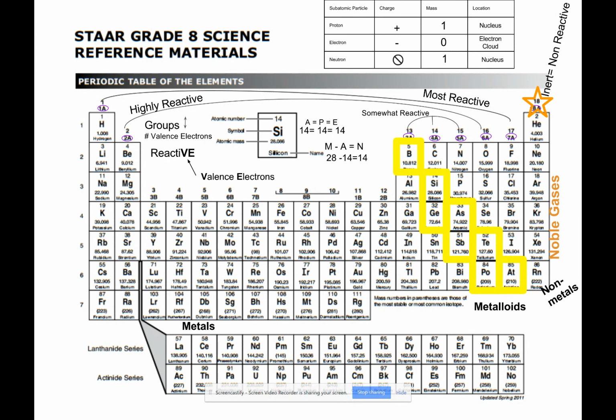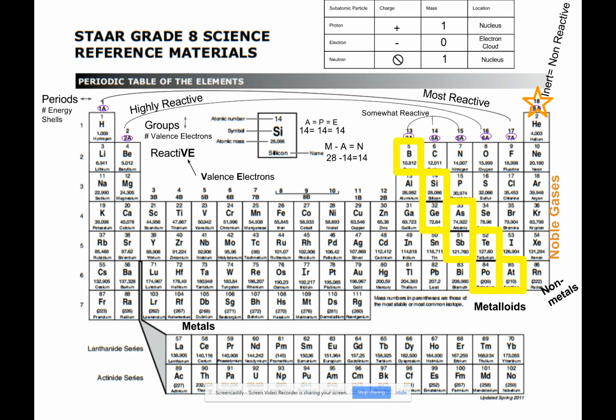We've talked about how groups go up and down and give us the number of valence electrons, and now we need to look at periods. Periods go side to side, and the period number tells you the number of energy shells that the atoms or the elements in those periods will have surrounding their nucleus.